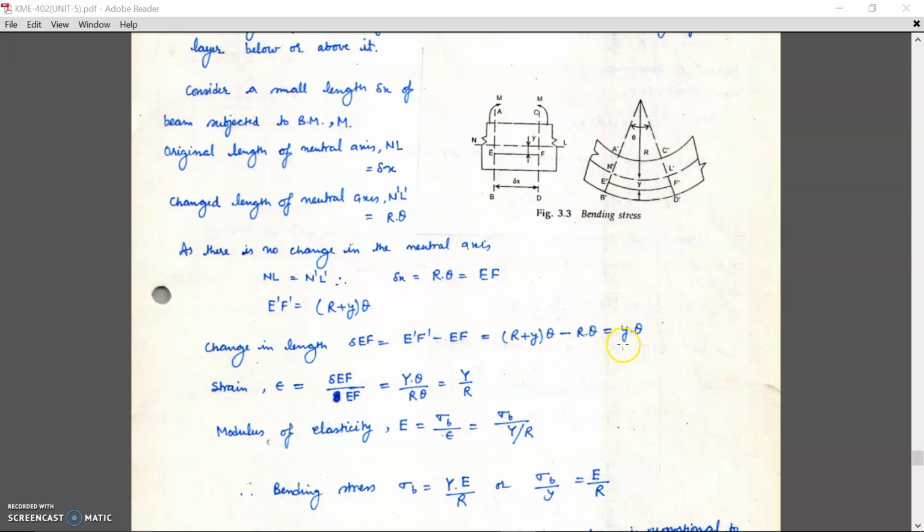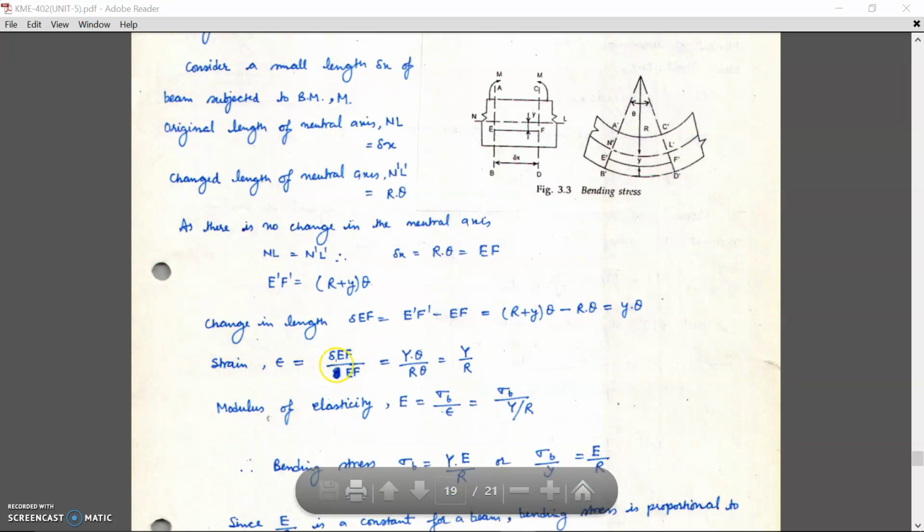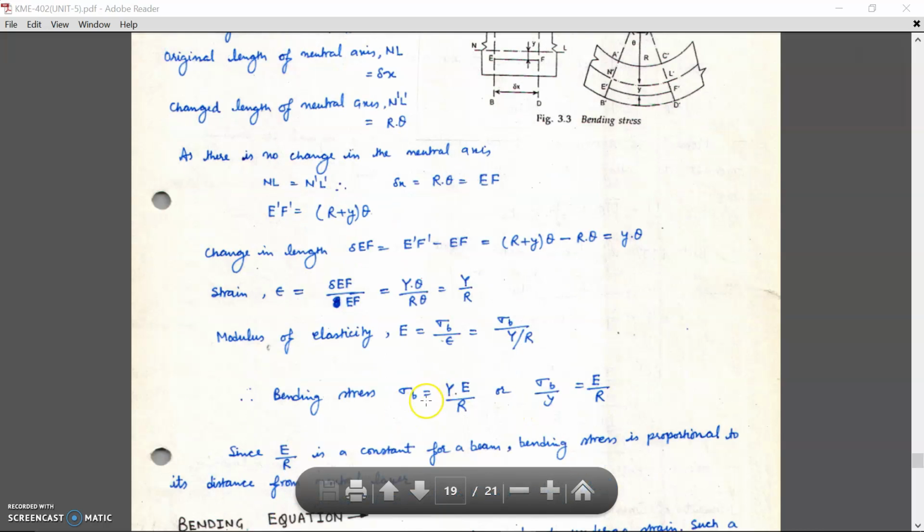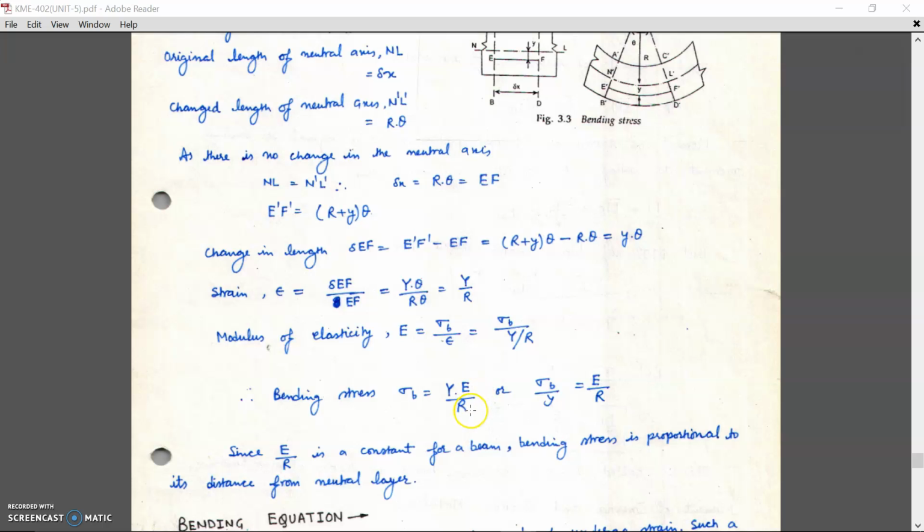Or if I open the bracket, then I'll get delta EF is equal to y into theta, or strain is equal to delta EF upon EF, or y into theta upon r into theta, or y upon r, right? So this is the strain. And if I compare the Young's modulus of elasticity, then E is equal to bending stress sigma b divided by strain, or sigma b upon y upon r, or sigma b is equal to y into E by r, and sigma b upon y is equal to E by r.